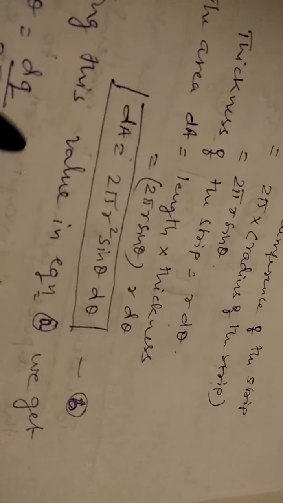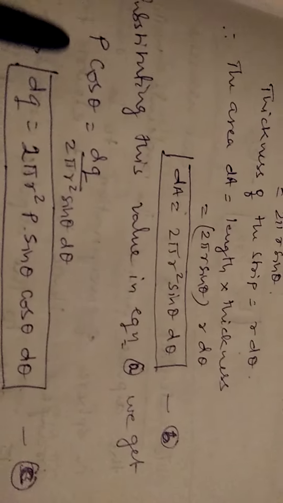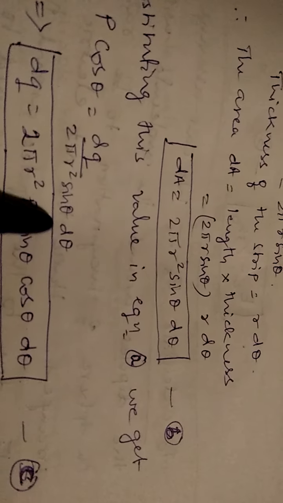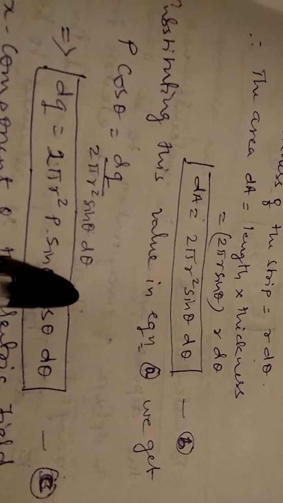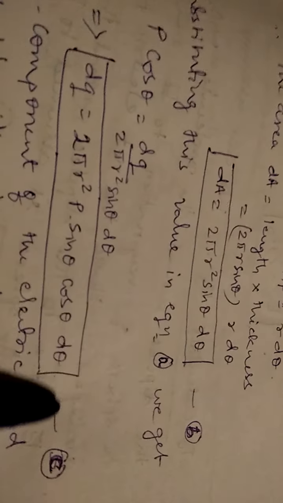Okay, P cos θ is equal to dq by dA. So from b we can substitute this value in equation a. We get P cos θ is equal to dq by 2π r² sin θ dθ. So by cross multiplying we get the value of dq. Okay, so this is the value of dq.